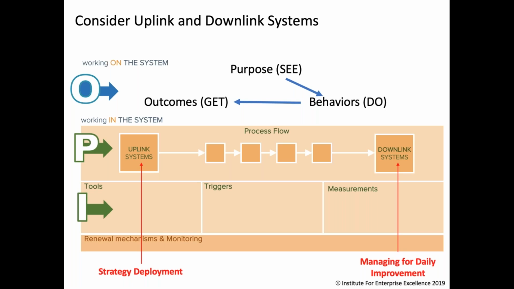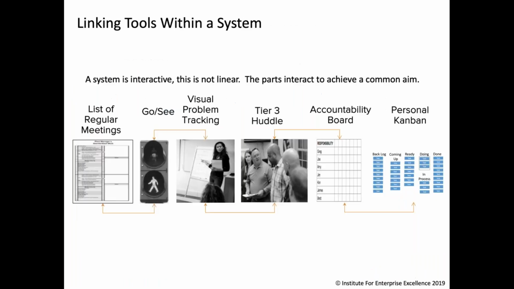And I may have a number of departments, and each of them would have a managing for daily improvement system. So how am I continuously helping them make that linkage between strategy deployment and moving forward in their areas of responsibility with managing for daily improvement? So that's one way to think about it.